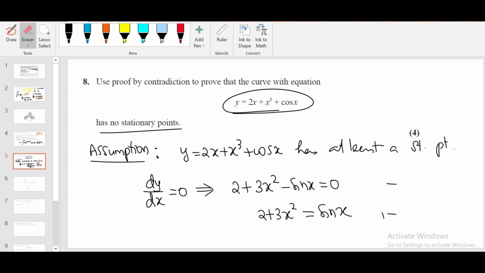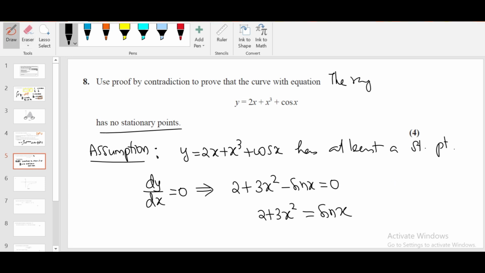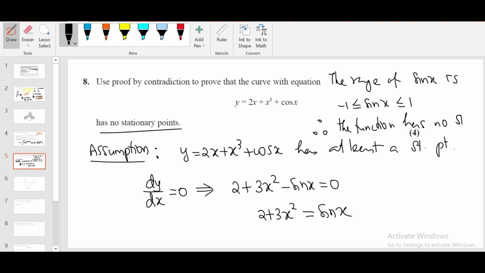This is what you need to write. You need to write the range of sin x is minus 1 to 1. Therefore, the function has no stationary point. That's not the conclusion actually. That's the opposite of the assumption. So you need to write the 3 usual steps. This contradicts the assumption, because the assumption says the function has at least a stationary point, but we have concluded the function has no stationary point.